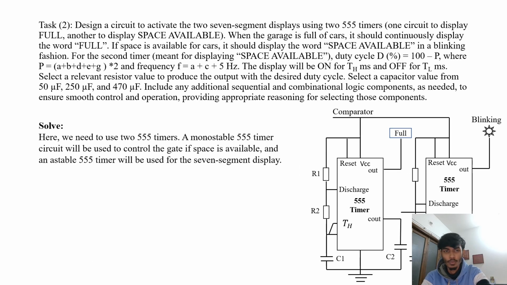Moving on to task 2. Now we move to controlling the display using two 555 timers. One timer controls the continuous full display and the other controls the blinking space available display. So we get both stable and blinking outputs as required.